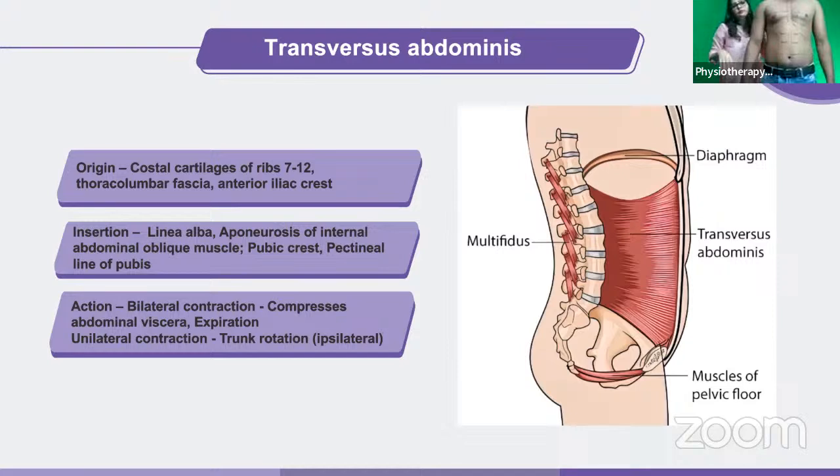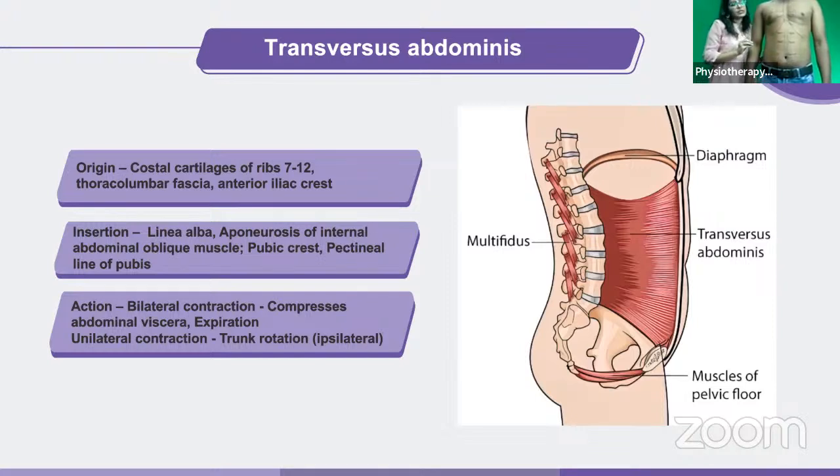So this takes its origin from the 7th to 12th costal cartilages, thoracolumbar fascia, and also the anterior iliac crest, like this. And it gets inserted into the linea alba, pubic crest, and anterior pectineal line of the pubis. So this is the origin and insertion of transversus abdominis.